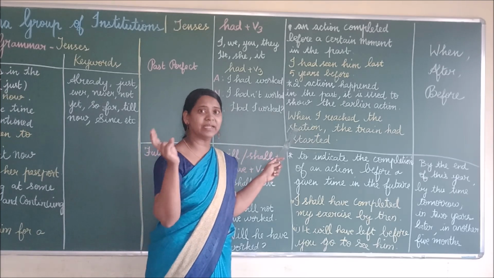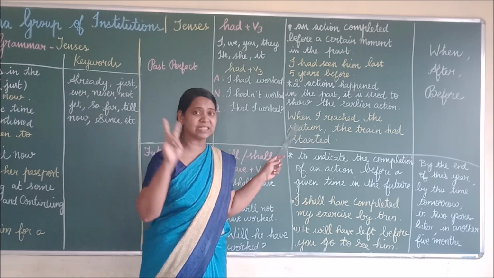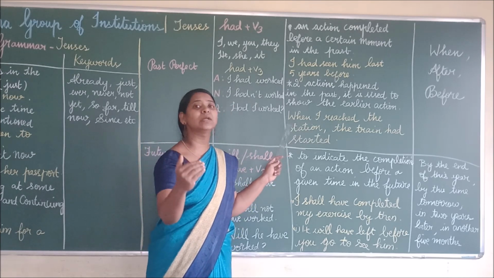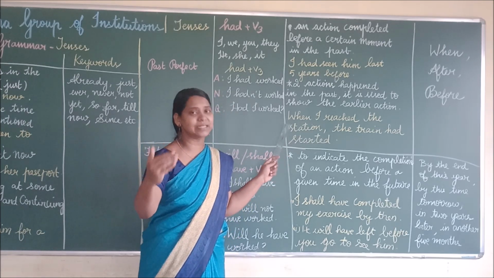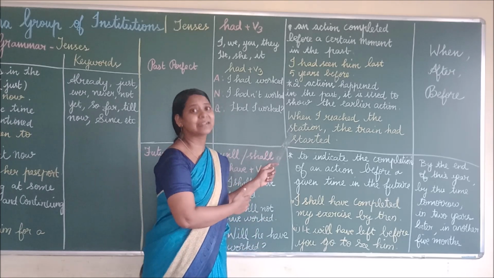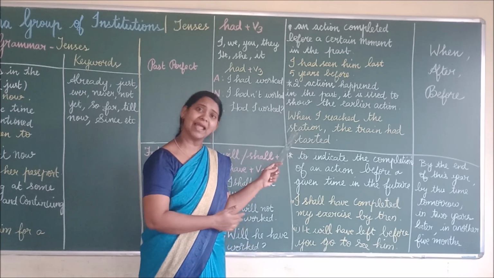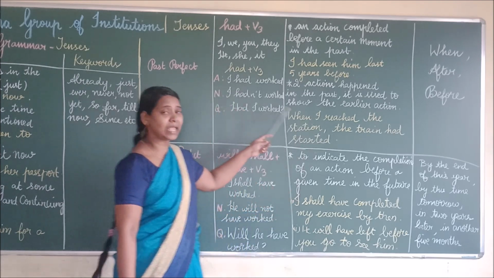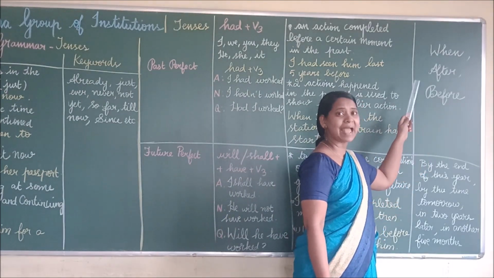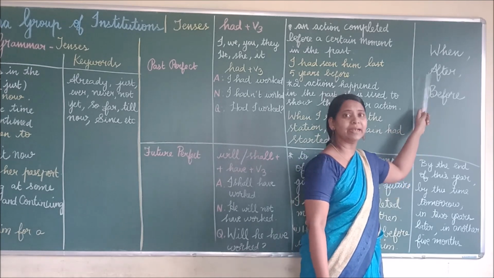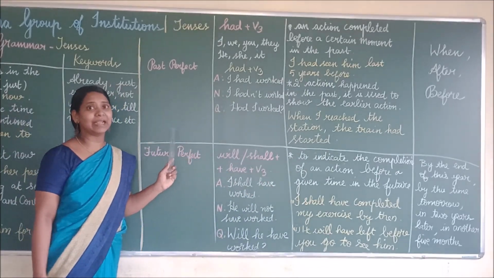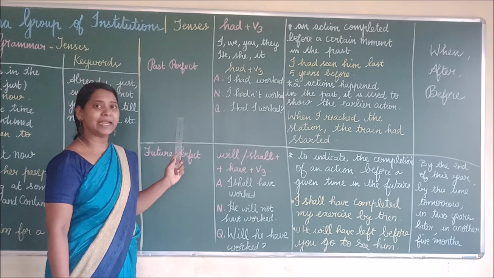And the second condition, in order to mention two actions happened in the past, past perfect tense is used to show the earlier action, that is the first action. Example, when I reached the station, the train had started or the train had left. Next, keywords for past perfect tense: when, after, before. Okay, here I have written few examples in affirmative, negative and question.